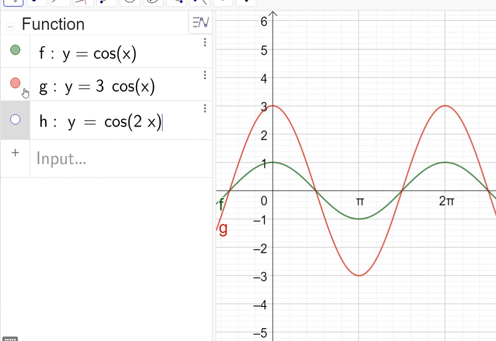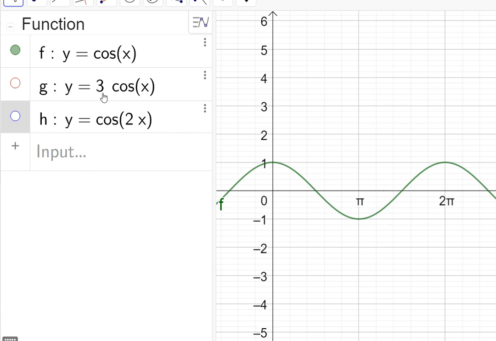Now, that's what happens when we multiply our function by a constant. What happens when we multiply the x input or the theta input by a constant? Well, the effect of that is going to be that we're going to rotate faster. If we put in theta was 10 degrees, we'd be effectively calculating cos of 2 times 10, which is 20. So cos of 20 degrees. We would be going through our angles twice as fast.